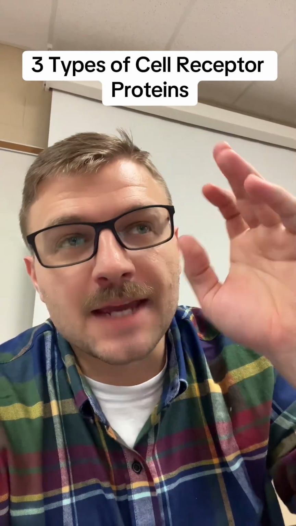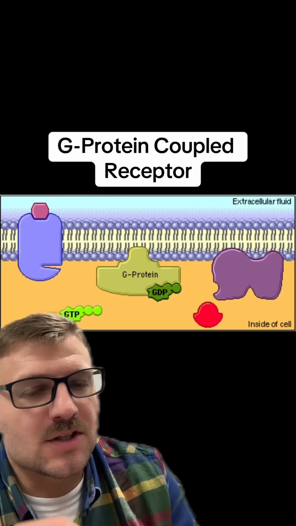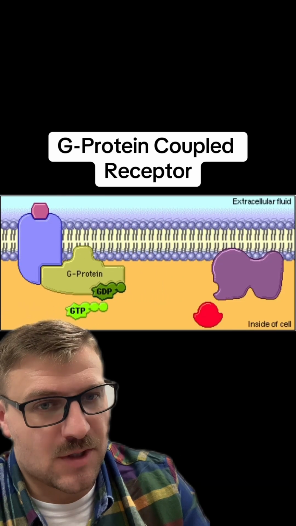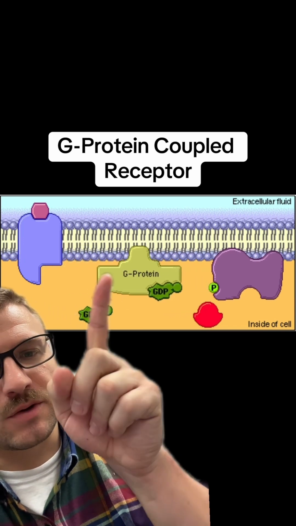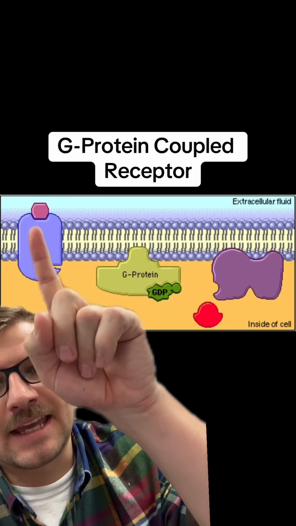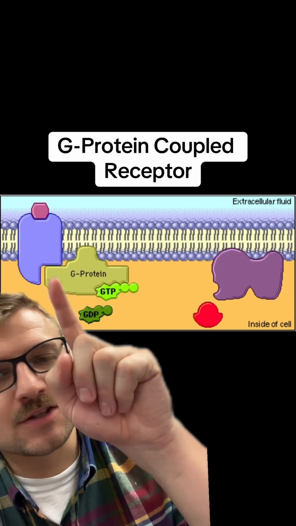Let's show you the 3 different types of receptor proteins we see in cell communication. This type of reception is called a G protein coupled receptor, and this whole type of signal transduction is going to be mediated by this G protein. Initially what happens is a ligand is going to bind to a receptor protein, which changes its shape. This G protein is going to bind to this receptor protein.